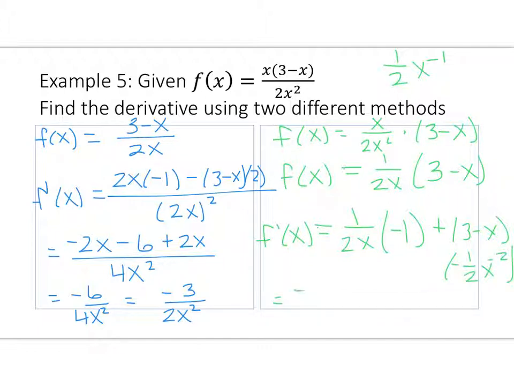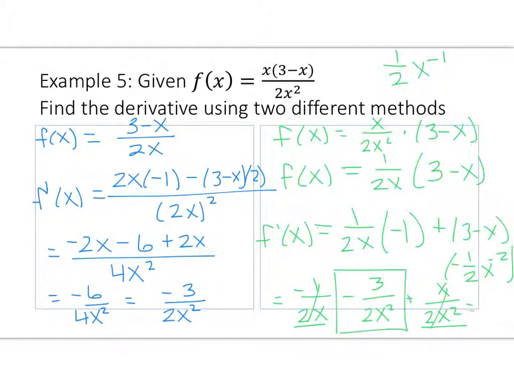So here I have negative 1 over 2x minus 3 over 2x squared plus x over 2x squared. So the negative 1 over 2x and the x over 2x squared are going to add to 0, and I get the same thing, negative 3 over 2x squared. Now you would always rewrite that. I kind of ran out of room, but notice I did it 2 different ways and I got the same thing. I also could have just not distributed anything and done a combination of the product rule and the quotient rule.